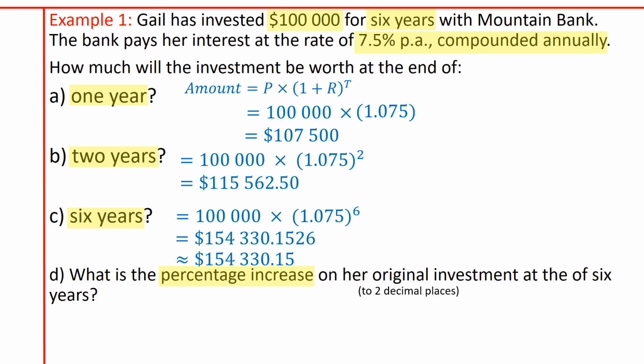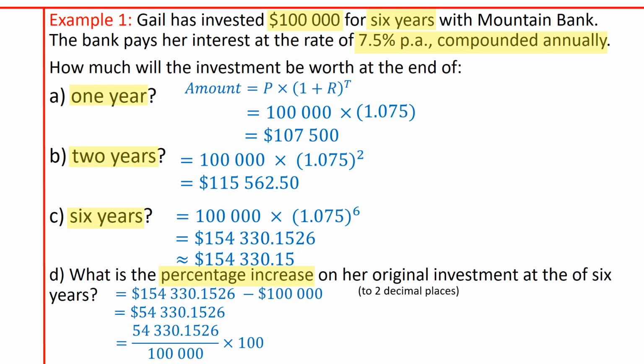So the first way to do it is to work out what the increase is, and then divide that by the original amount, times it by 100, and that will give you the percentage increase. So subtracting what we started off with from what we've got now at the end of the 6 years gives us an interest of $54,330.1526. You'll notice I haven't used the rounded answer here because that is the most exact answer, and rounding it off might have an impact there.